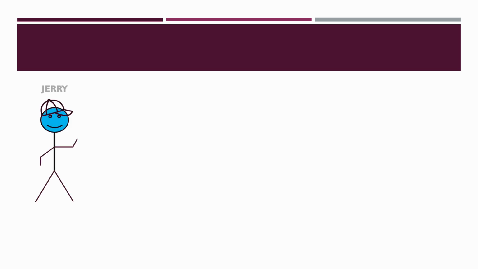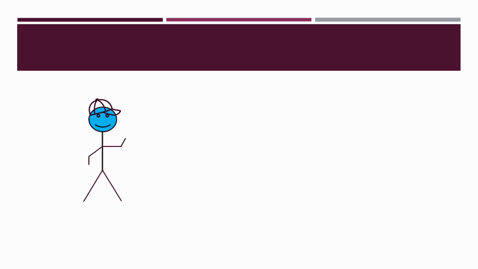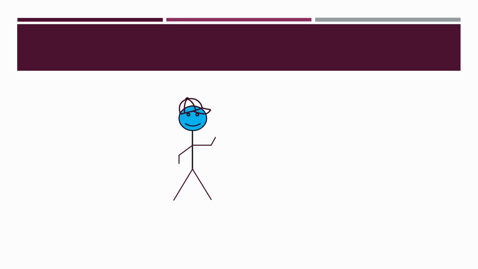Now let's consider another hypothetical patient. Let's call him Jerry. Jerry comes to our clinic. His blood pressure is also elevated. The blood pressure reading is 160 over 95 millimeters of mercury. So Jerry has stage 2 hypertension as per the AHA classification system.